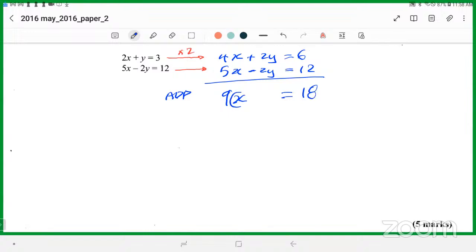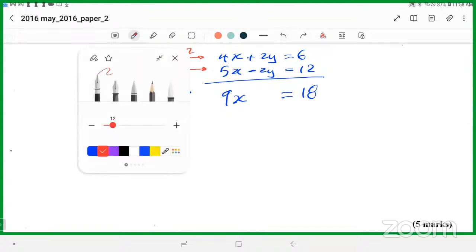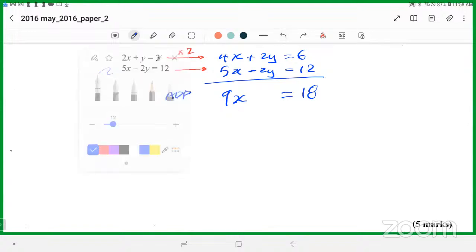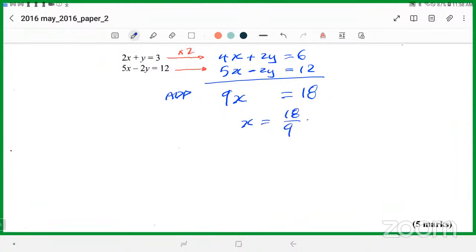Then to make x the subject, I just need to divide by 9. So I can write it this way. And so x becomes 18 over 9, which is 2. All right. Now to find the y value, I have to find the corresponding y value. I can take this 2 and substitute it in the first equation for the x.